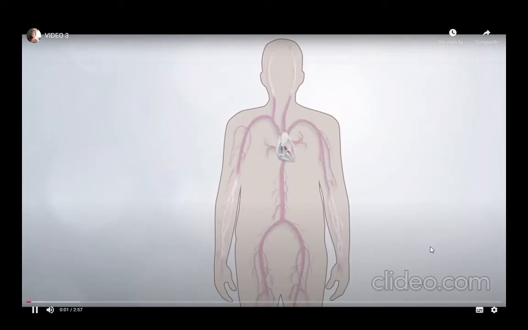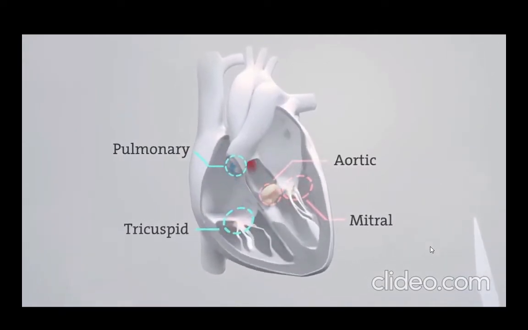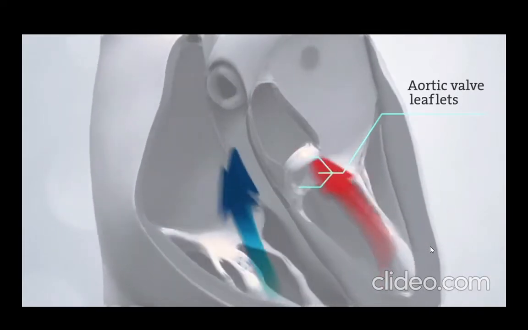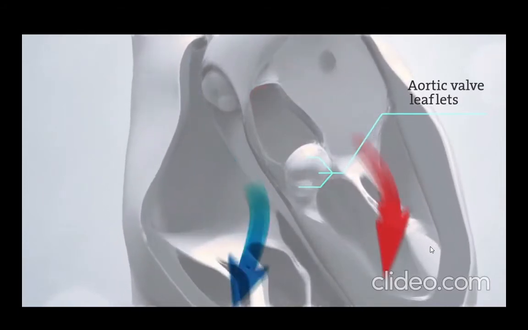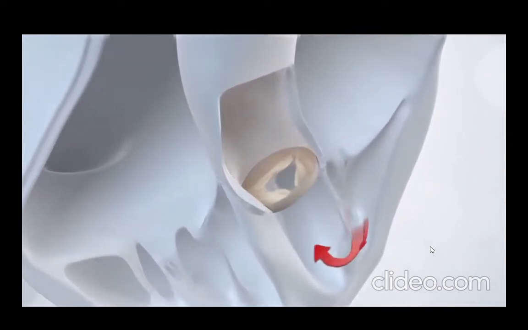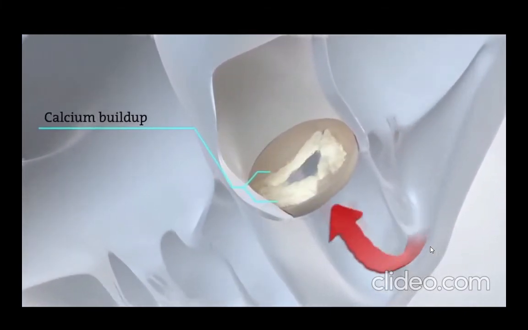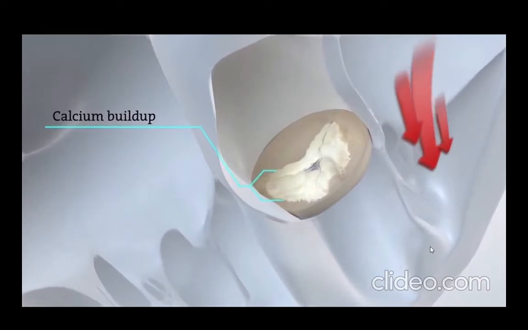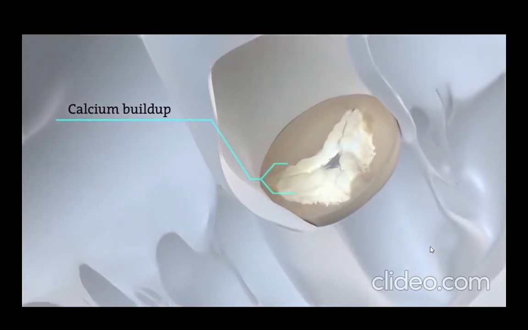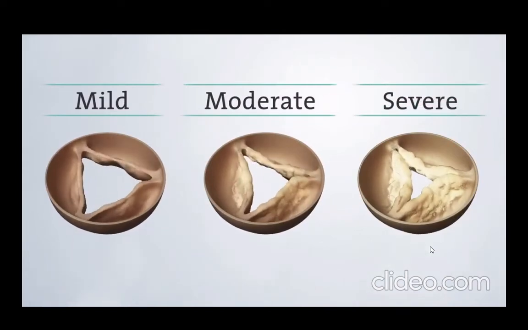The heart's main function is to pump blood to the rest of your body. The heart contains four valves. Normal valves have two or three flaps of tissue called leaflets that open and close like gates that control the flow of blood through your heart. If you have aortic stenosis, your aortic valve narrows due to calcium buildup. This prevents the valve from fully opening, which blocks blood flow from your heart to the rest of the body. As a result of the reduced blood flow, the body does not get the oxygen it needs, which can lead to symptoms. Aortic stenosis is a progressive disease, which means it gets worse over time.